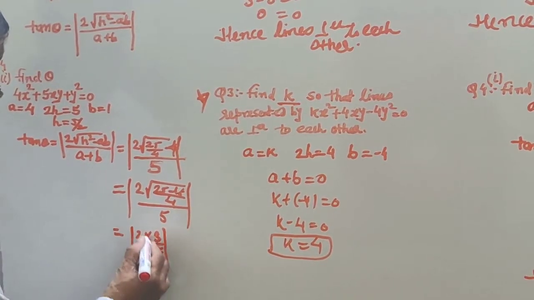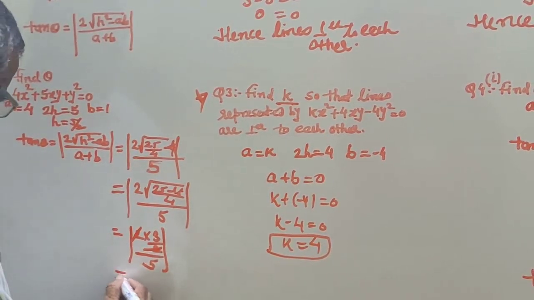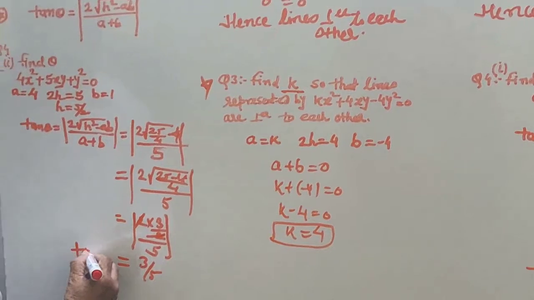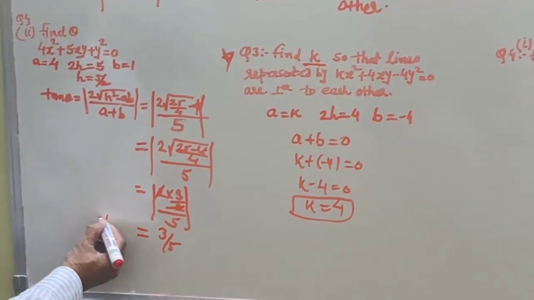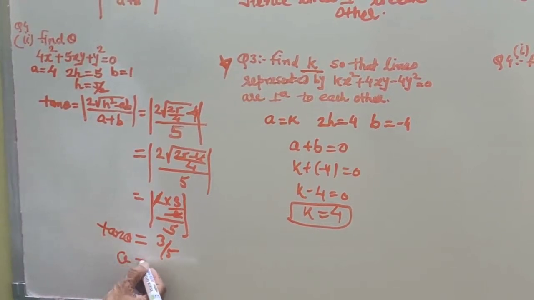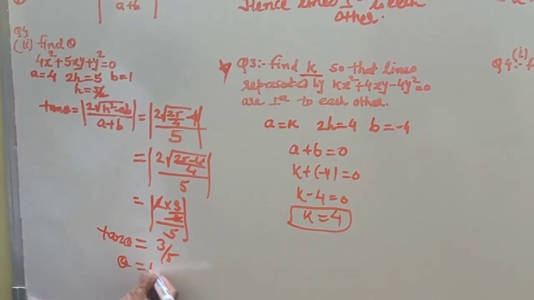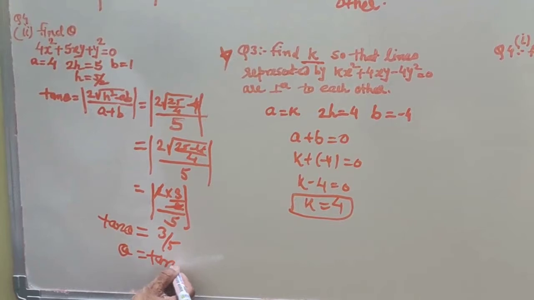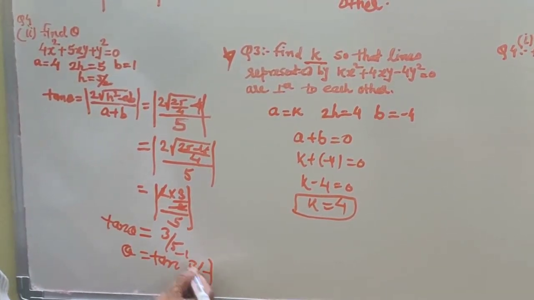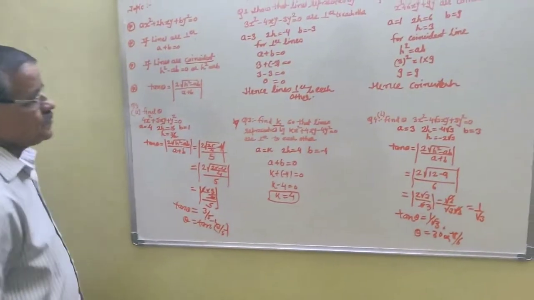So this 2 will get cancelled. What I will get? 3 by 5. You can transfer the tan function. Therefore tan theta is equal to 3 by 5. So theta is equal to tan inverse of 3 by 5. This is the required answer for the given problem.